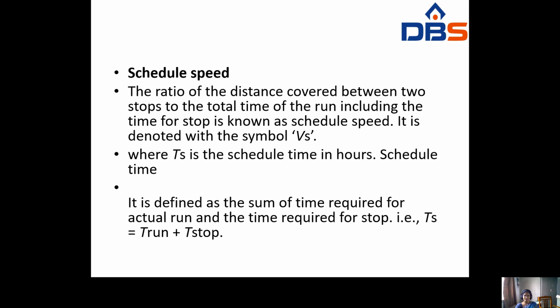Ts is the scheduled time, which is the sum of the time required for the actual run and the stop time, that is T run plus T stop. So scheduled speed equals distance between the stops divided by T run plus T stop.